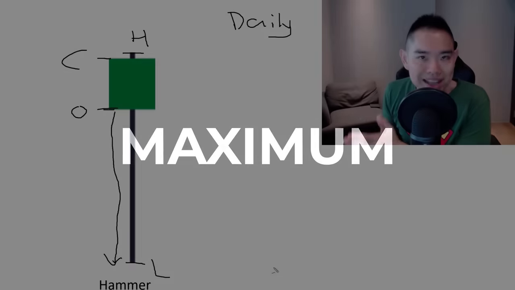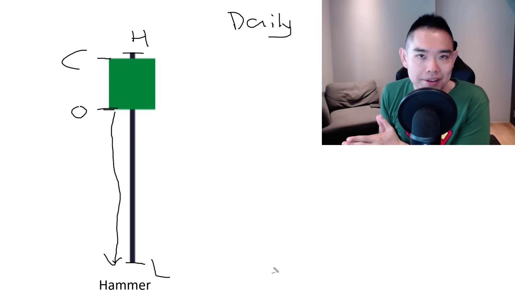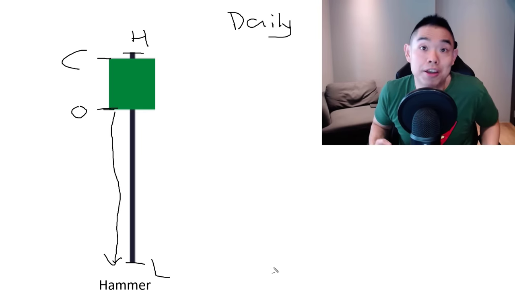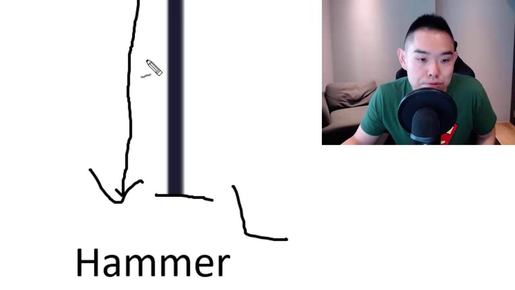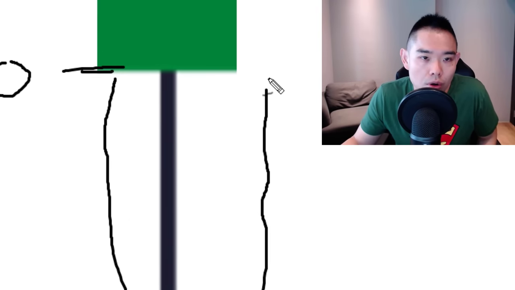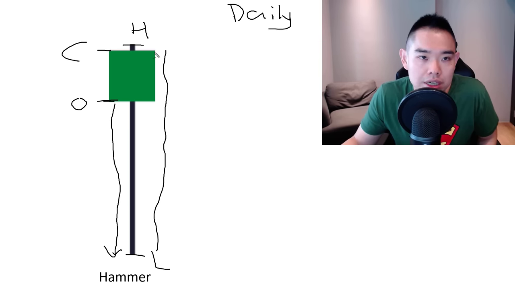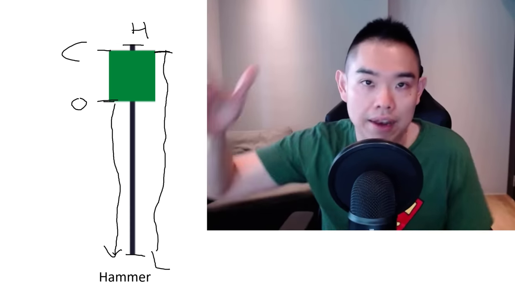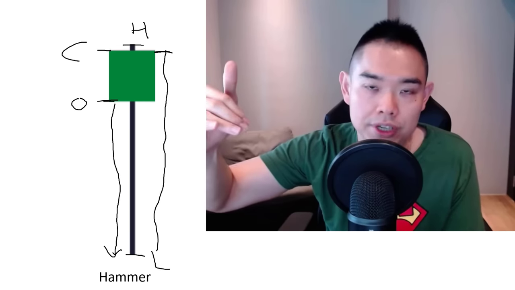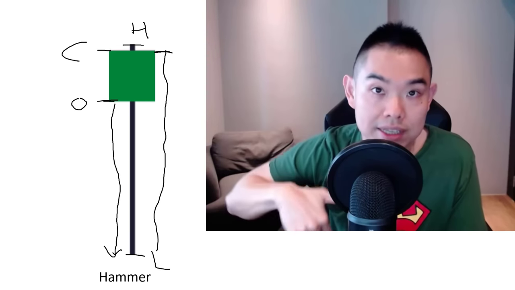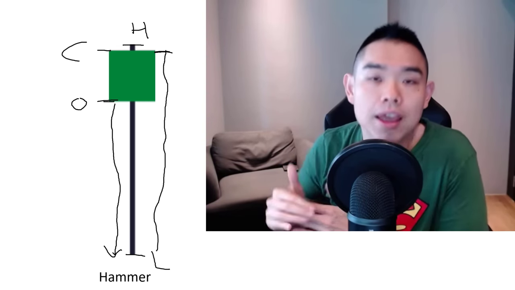At the maximum pessimism during the day, the buyers somehow find the motivation, the courage, the strength to push the sellers all the way up higher and finally close near the highs of the day. So you can see that initially, during the early part of the day, the sellers were in control, driving the price down lower, and eventually the buyers stepped in and pushed the price up higher.